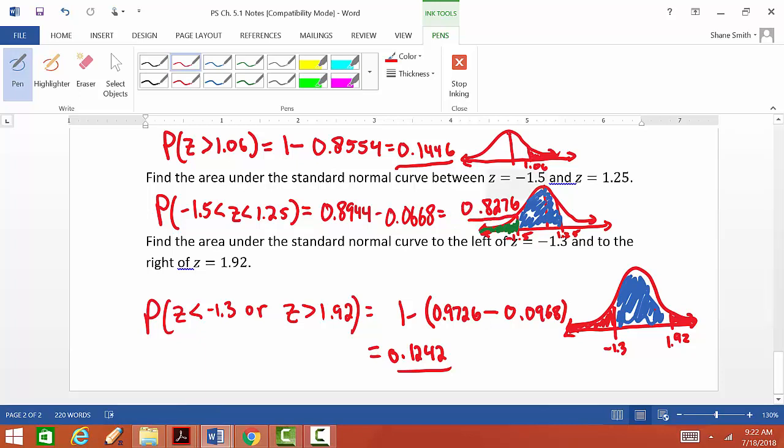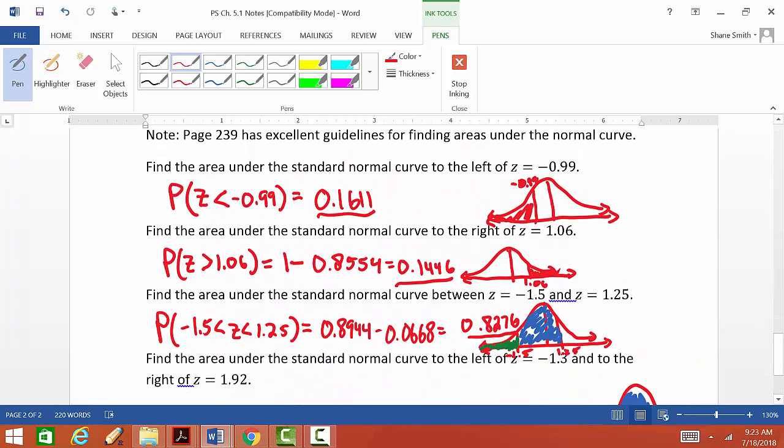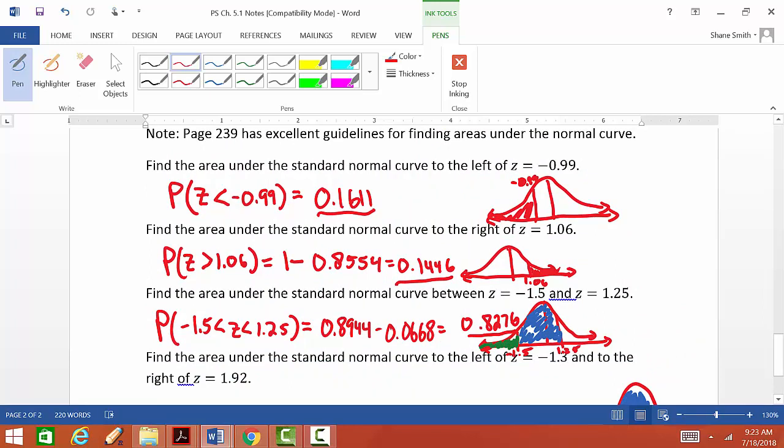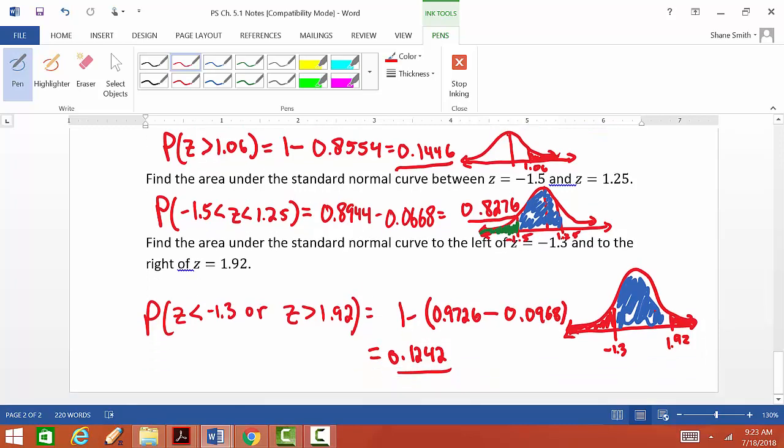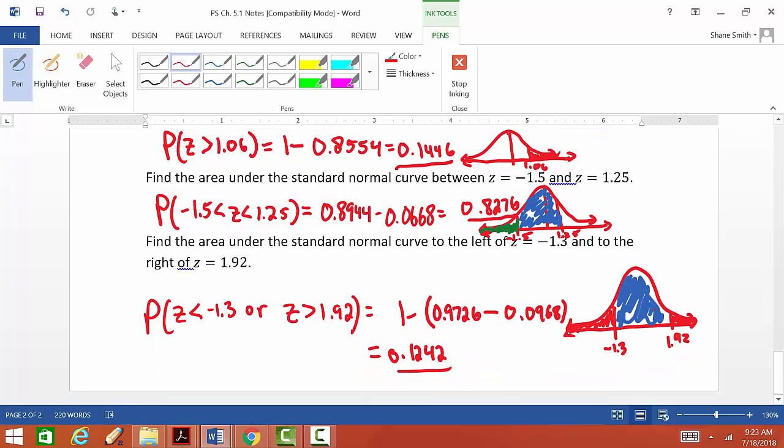Okay. And that is how you find the area under the normal curve. So these are the 4 main cases that there are. You can find the area to the left, which is easy. You just look in the table. To find the area to the right, you look in the table, but then subtract that from 1. To find the area in between, you subtract the 2, and to find an area on either side, you subtract the 2, and then subtract that quantity from 1. Okay?